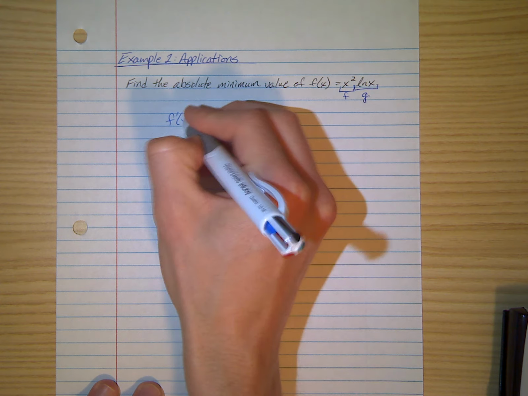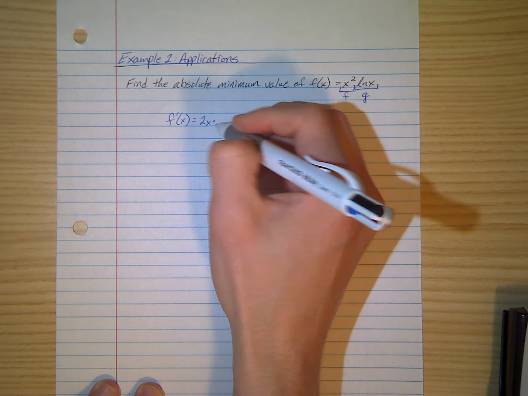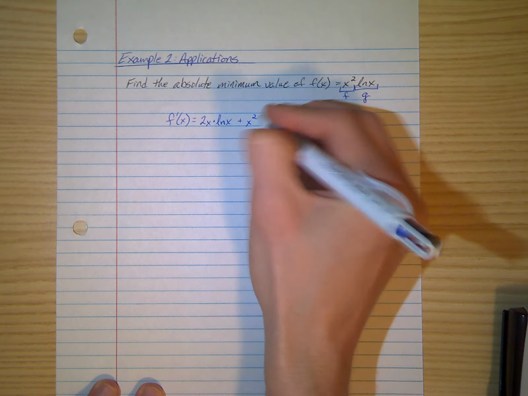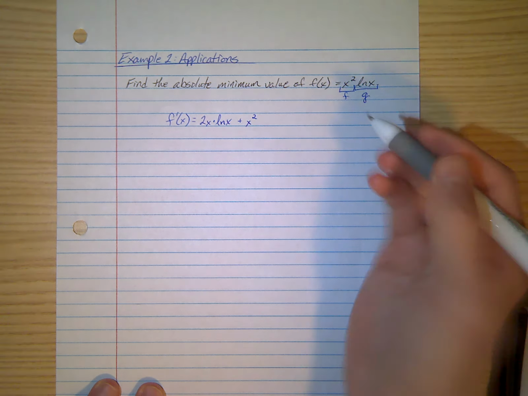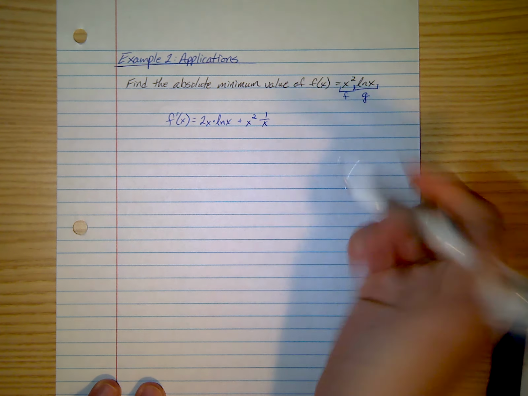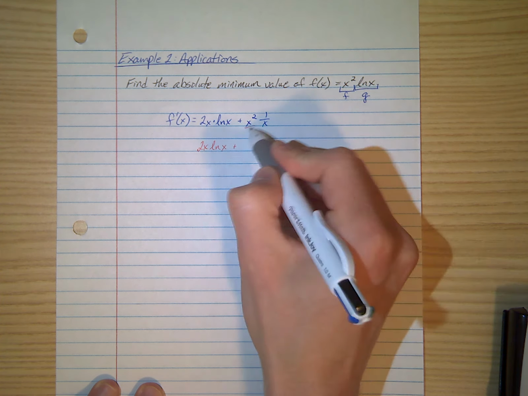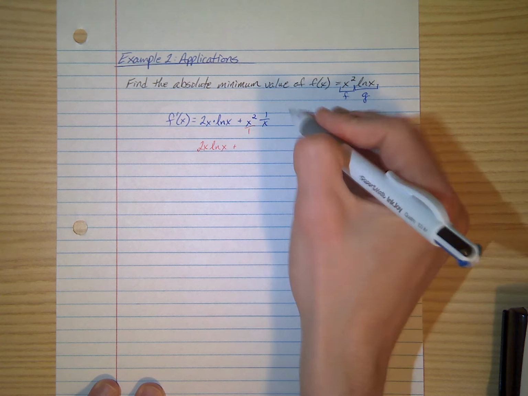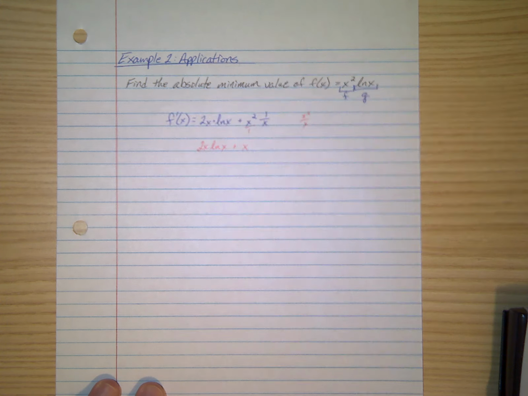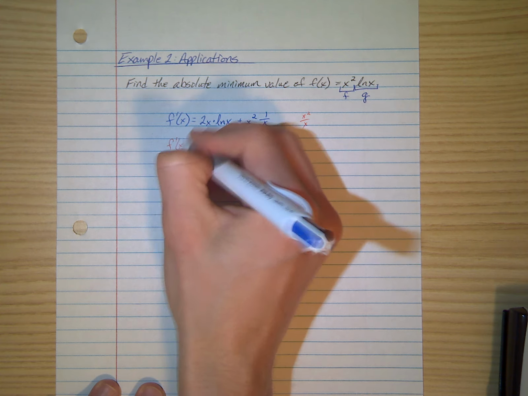So f prime of x would equal derivative of f, so 2x, times just regular g, natural log of x, plus you leave f alone, x squared, times the derivative of g, derivative of natural log of x is 1 over x. So clean it up here. We've got 2x natural log x plus x squared over 1 times 1 over x. Well, that would equal x squared over x. One of the x's cancel, so you're just left with x. So that's what f prime is equal to.